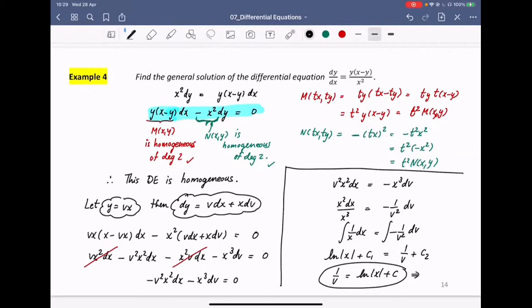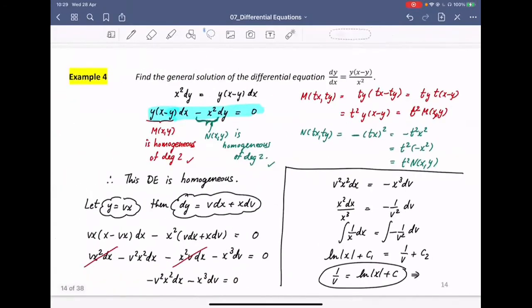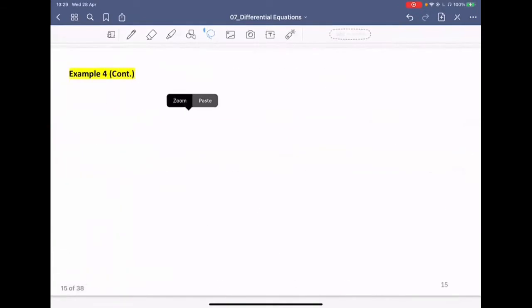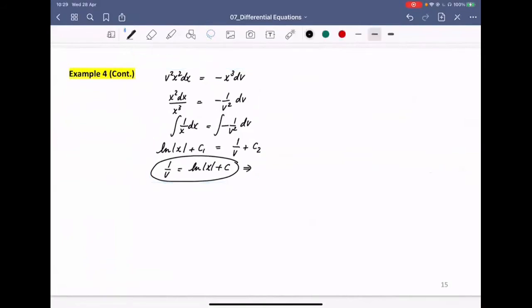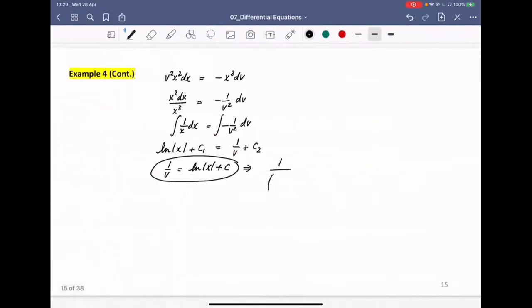I have another slide here. I'm going to copy that. I ran out of space. So here you're going to have 1 over your v that you substitute. This is v equal to y over x. So this is 1 over y over x equal to log absolute x plus C. This is your general solution.